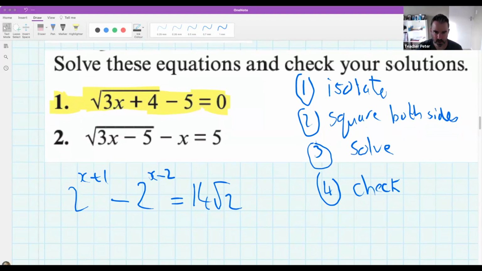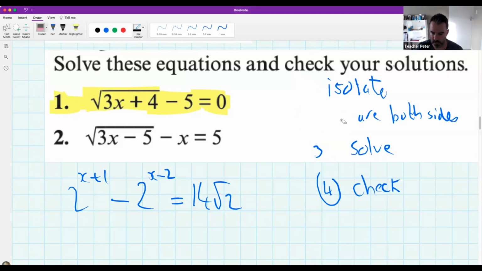For that, how are we doing? Let's have a look. So step 1 is to isolate. So what we have, I'll look here. So what do we have here?